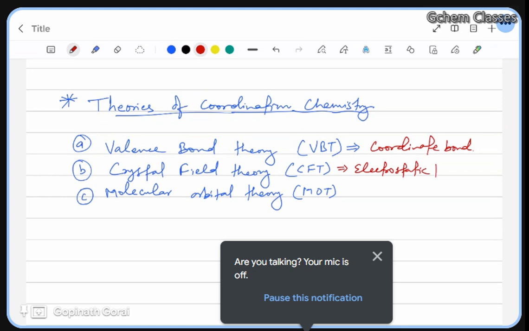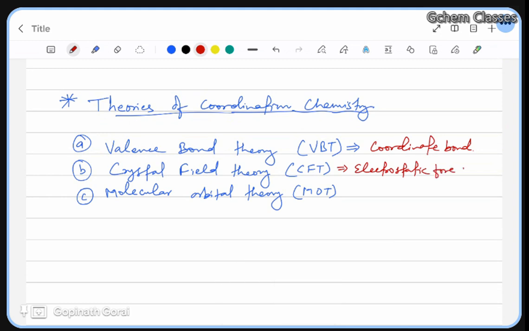Electrostatic force of attraction, right? Now, as you move towards MOT, here you will find covalent. It will say about the covalent bond, right? So the ultimate one is the covalent bond. So different theories are saying different things about the bonding type in coordination complexes.